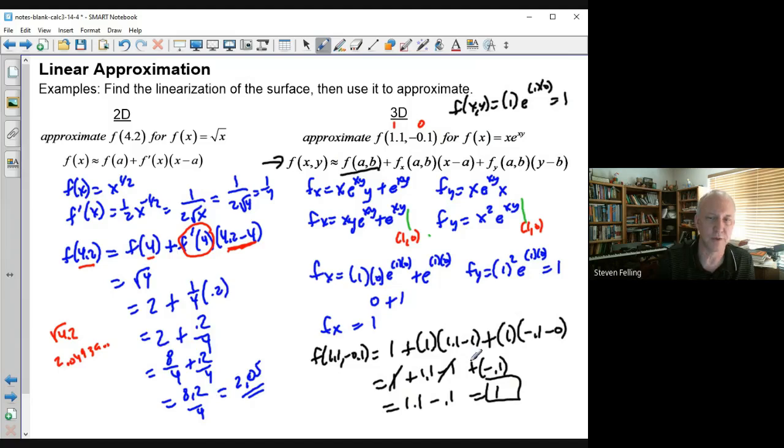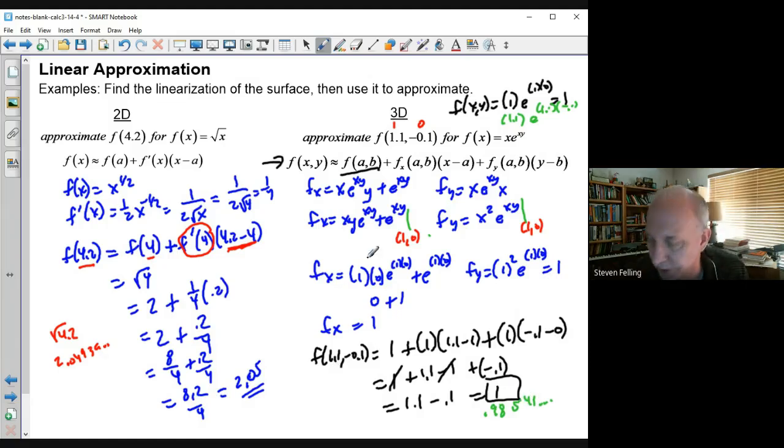So without a calculator, we were able to evaluate this at x is 1.1, y is negative 0.1. But this is approximate, right? In fact, the actual answer, if you plug in 1.1 here and e to the 1.1 and negative 0.1, the actual answer is 0.98541 something. Okay, so pretty close to 1, but not quite. Anyway, that's how we use derivatives for linear approximation.